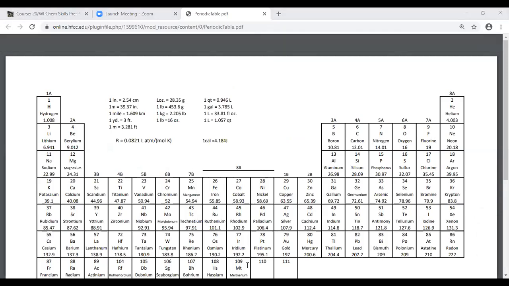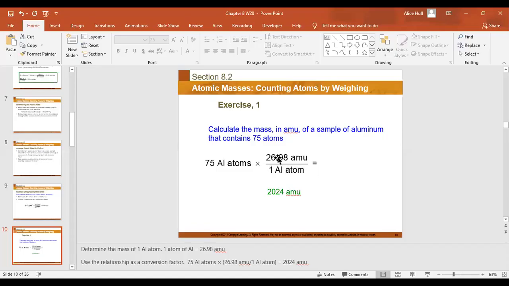And I go back to the periodic table. So it's 26.98 AMUs in one aluminum atom. So the atoms will cross off, and you're only going to be left with AMU. And when you multiply across, you end up with 2,024 AMU. That is the mass of a sample of aluminum.